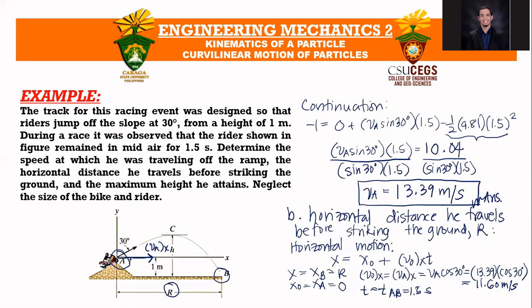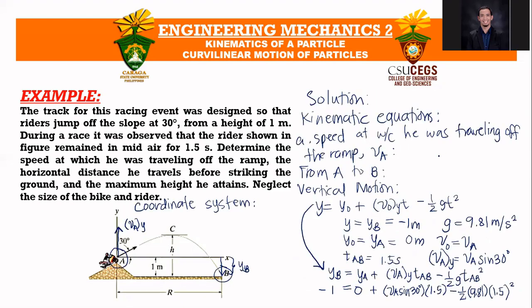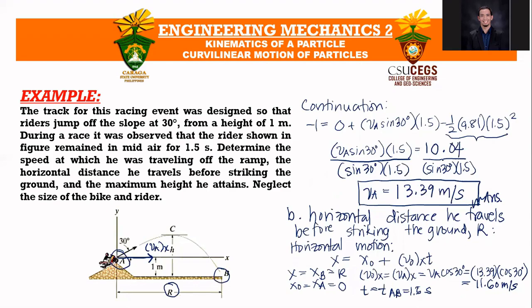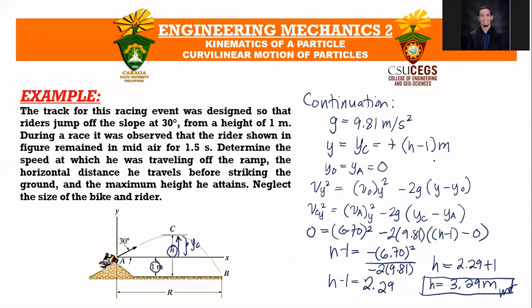If we go back to the solution, that is equal to 3.28. So those are your answers for this problem. The velocity at point A, or the speed of the rider as he was traveling off the ramp, is 13.39 meters per second. The horizontal distance he travels before striking the ground is 17.4 meters. And the maximum height the rider attains is 3.29 meters.